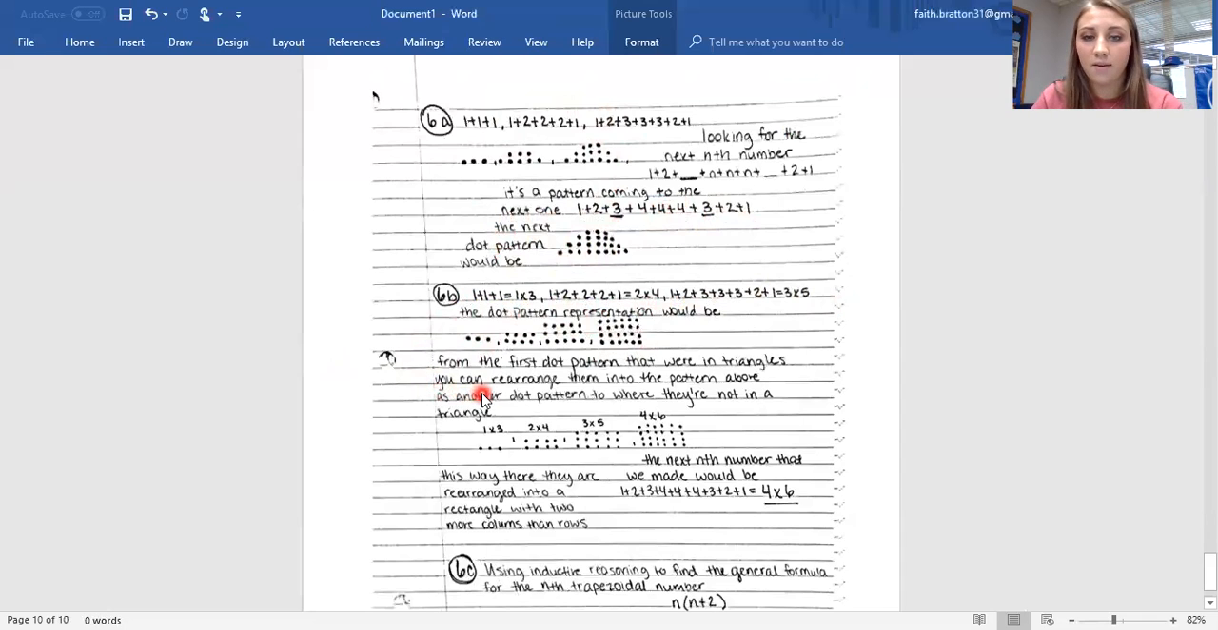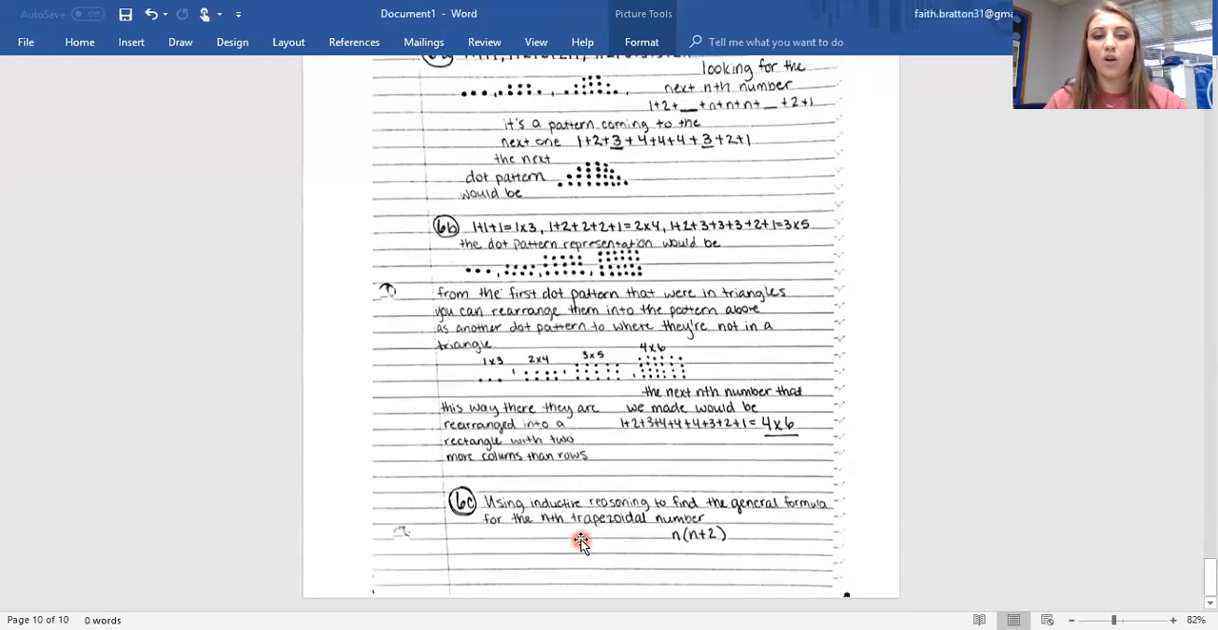From the first dot patterns that were in triangles, you can rearrange them into another diagram where there's not a triangle. So they must add 2 columns and 2 rows and get away from the triangle form. So we know a 1 by 3 must be a 1 by 3, a 2 by 4 is a 2 by 4, a 3 by 5, and a 4 by 6. The next number that we made would be a 4 by 6, which is right here. This way, they are rearranged into a rectangle with 2 more columns and rows, and not a triangle form.